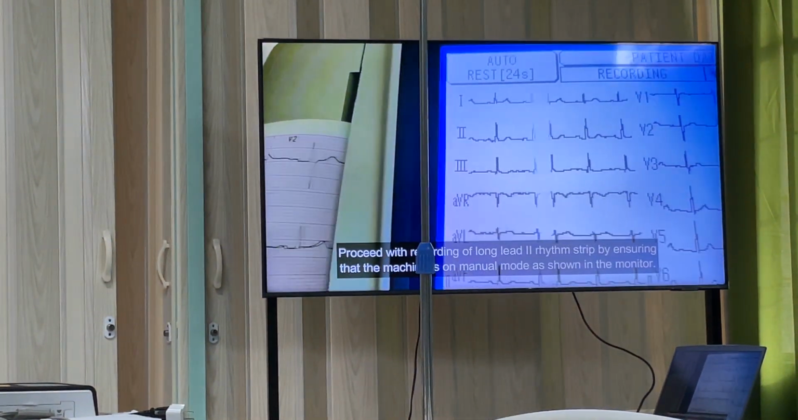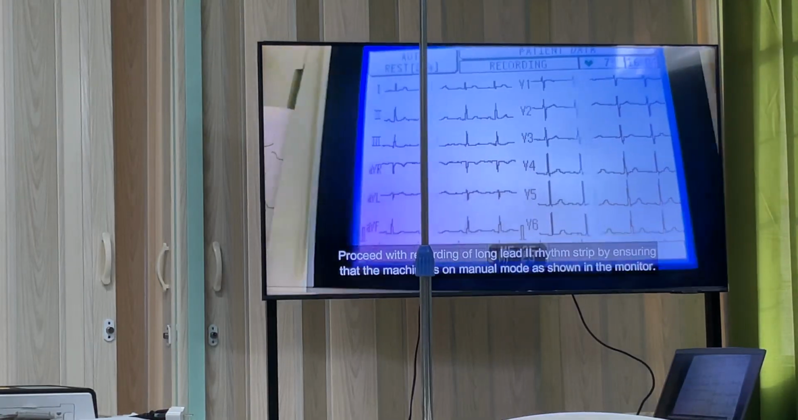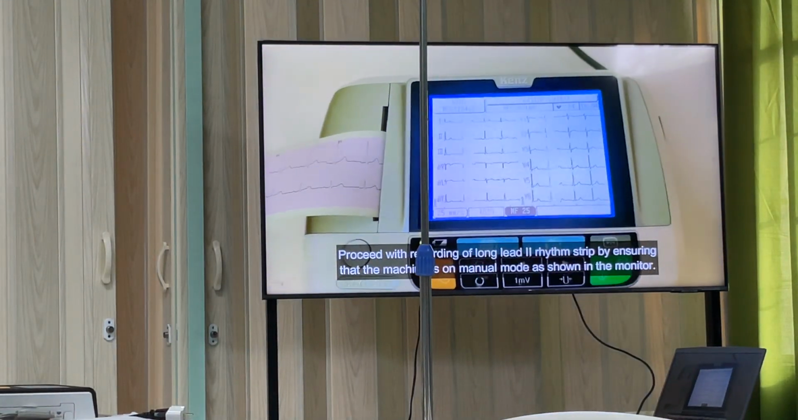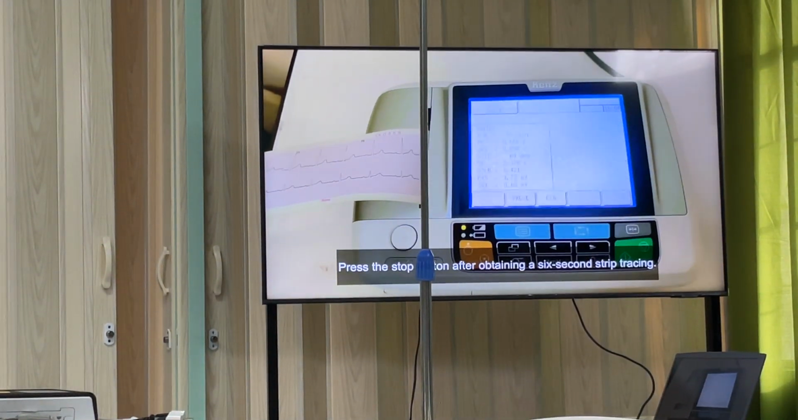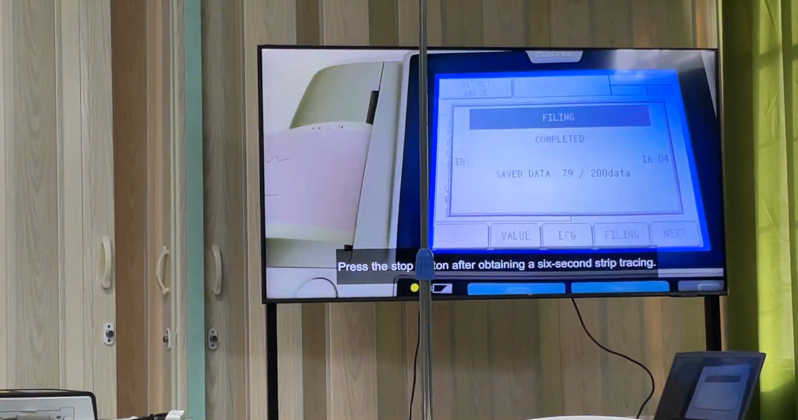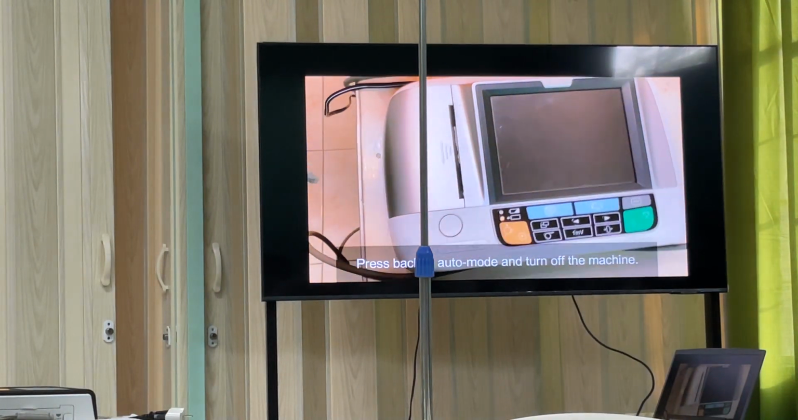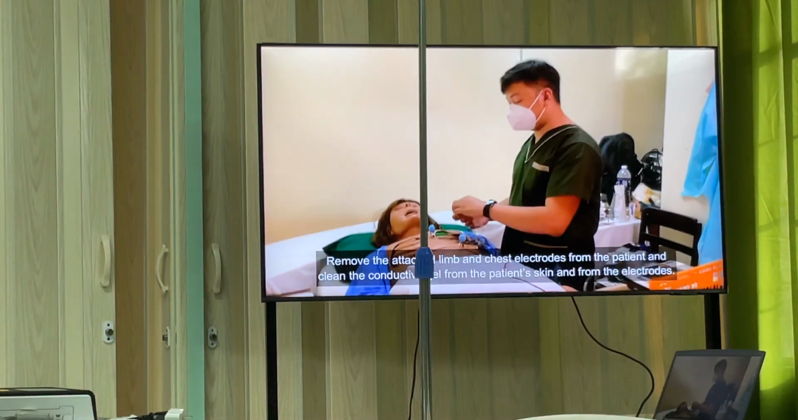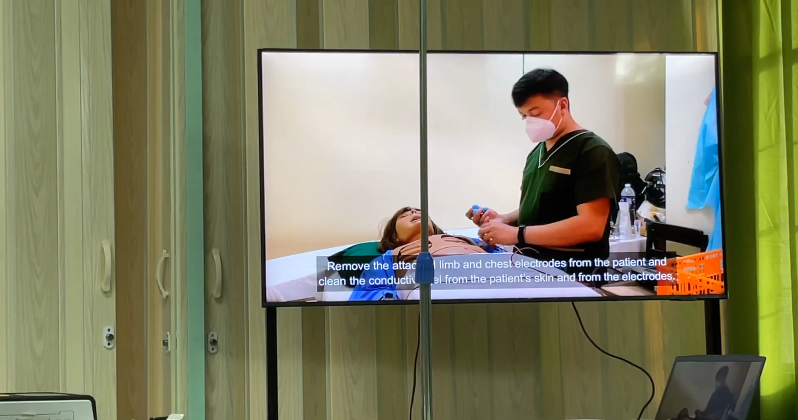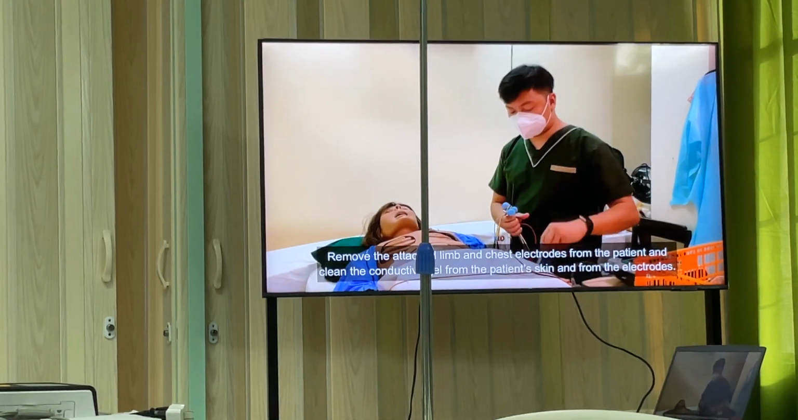Proceed with the recording of long lead 2 rhythm strip by ensuring that the machine is on manual mode as shown in the monitor. Press the stop button after obtaining a 6-second strip tracing. Press back to auto mode and turn off the machine. Remove the attached limb and chest electrodes from the patient and clean the conductive gel from the patient's skin as well as from the electrodes.